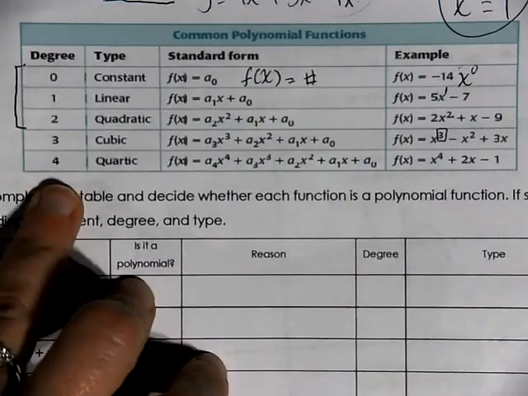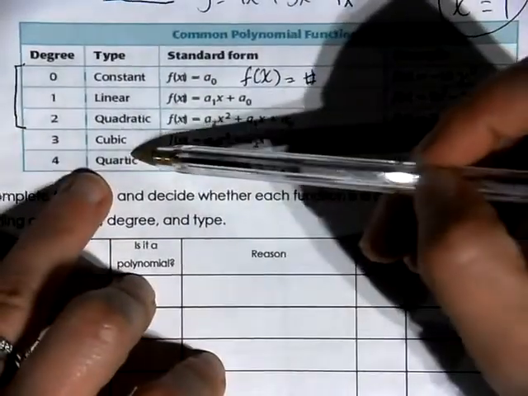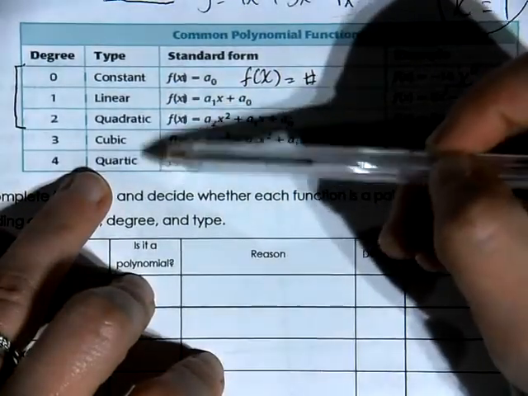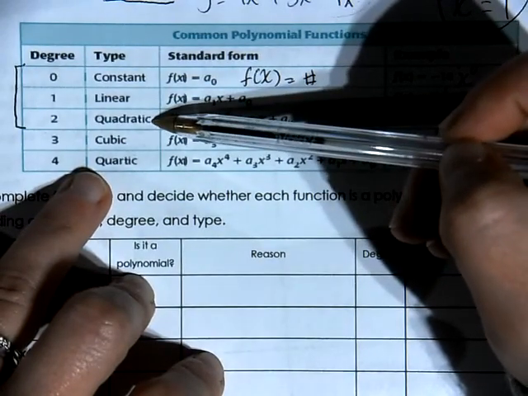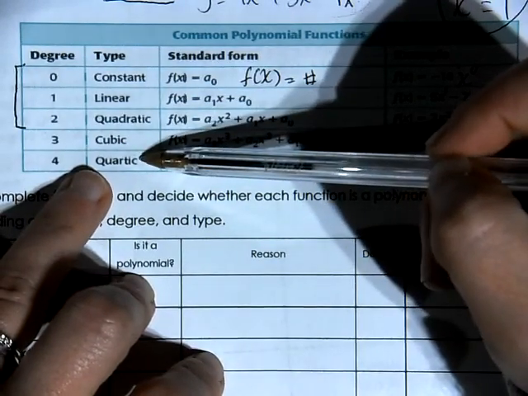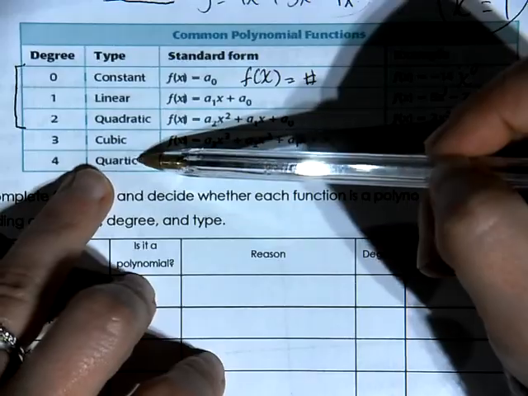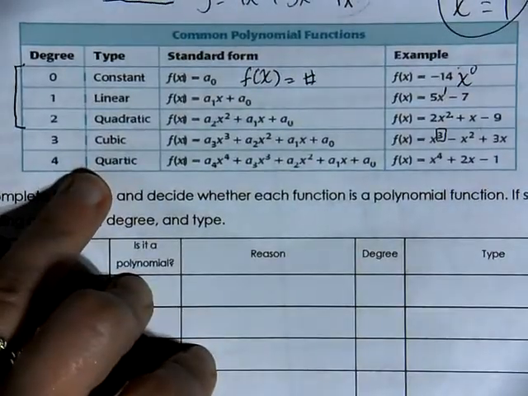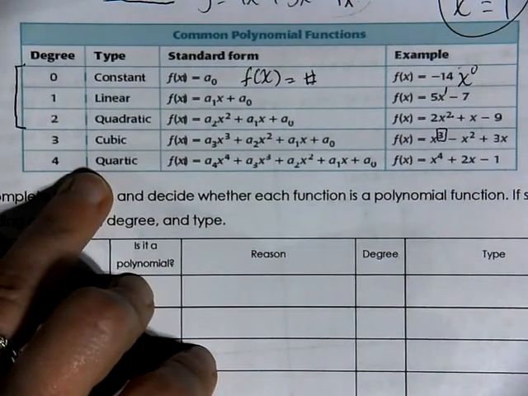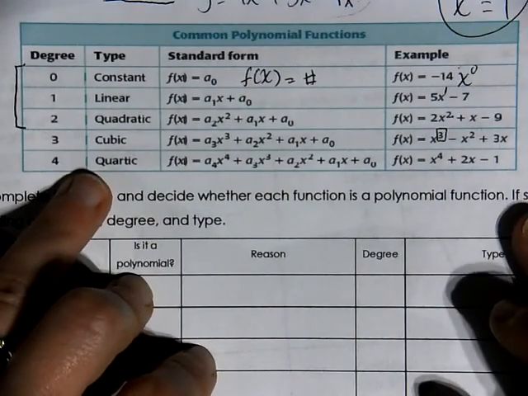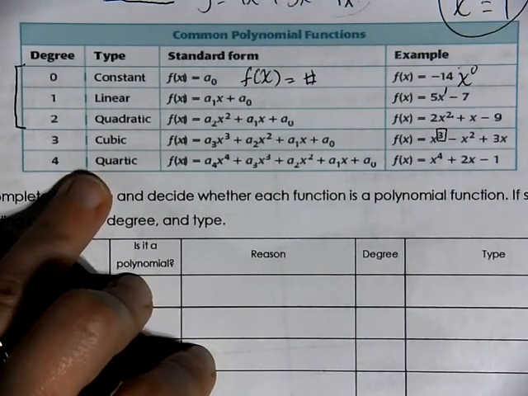Next we have quartic. Please be careful. Quartic and quadratic are completely different. I need you to know what a quadratic is versus a quartic. There are 4 quarts in a gallon, so that's one way to remember quartic. 4 quarters in a dollar, quartic.